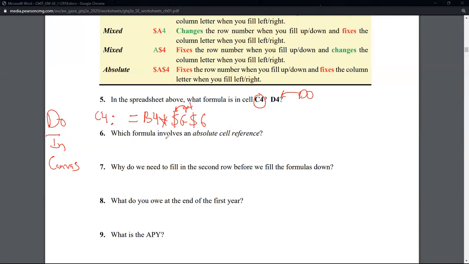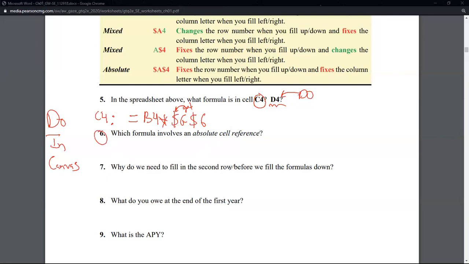Which formula involves an absolute cell reference? So with this question, you could write C4 or D4. Only one of them does. So one of them we had to put the cash symbols in. Basically, the answer is staring you in the face there. So this is you'll answer 5, part 2, part for D4, if you want to call it that. So we got to do this one. Then we're going to do 6.